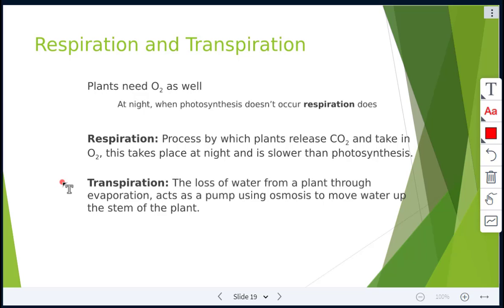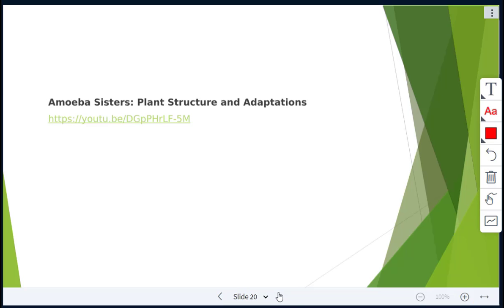And transpiration, like I said, is the loss of water from a plant through evaporation. But because this is happening, it also acts as a pump using osmosis to keep water moving up from the roots through the stem of the plant and then back up to the leaves. Okay, so I'm just going to pause here and we'll watch this video.